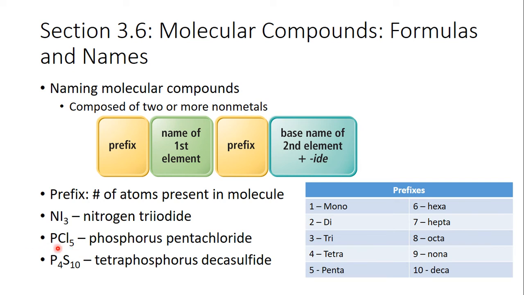Let's look at another example. PCl5, or phosphorus pentachloride, or P4S10, tetraphosphorus decasulfide. So the strategy is just you name the first element, and you count how many subscript numerals there are. So here's a 4, and you look up the prefix. Then for the second element, you name it but add "ide," and you add the prefix of how many atoms there are in that compound as well.